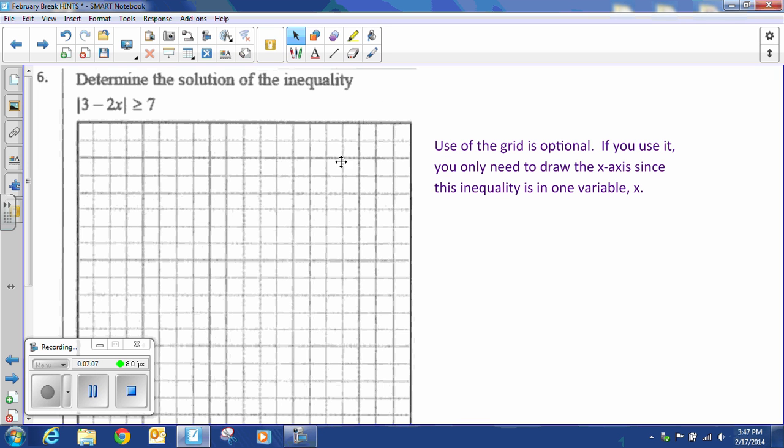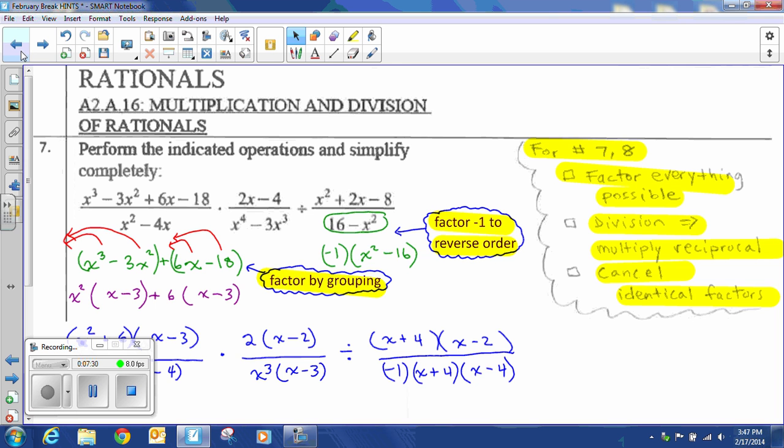Number 6 looks more difficult than it really is. The use of the grid is optional. If you use it, you only need to draw the x-axis since this inequality is in one variable, which is x. So this is the same as the previous examples. Just go ahead and solve it as you regularly do. And we'll stop here.